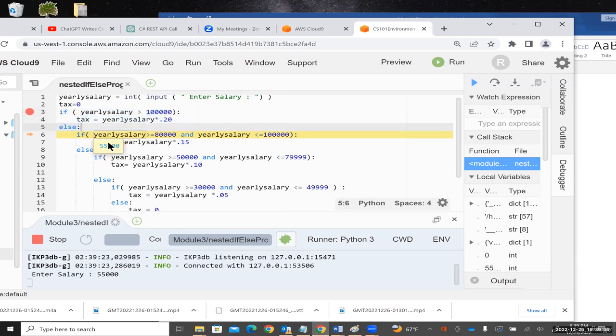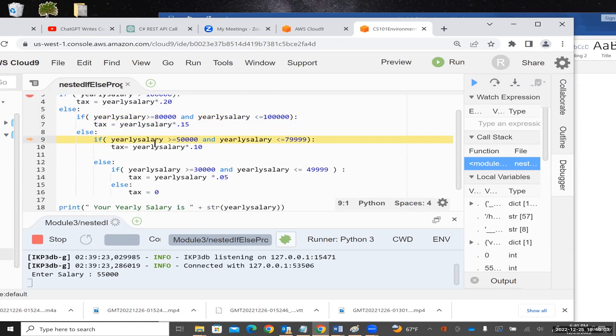Now it's going to go into the else. Does it meet this? Obviously, no. Come to the else. Now, is the yearly salary 55,000 greater than 50,000? Yes. Is it less than 79,999? Yes. That means this condition is true as well as this condition is true. And what do you have in between these two conditions? And you know how and works. For and to be true, both conditions have to be true. Right now, tax is 0, and the tax has now become 5,500.